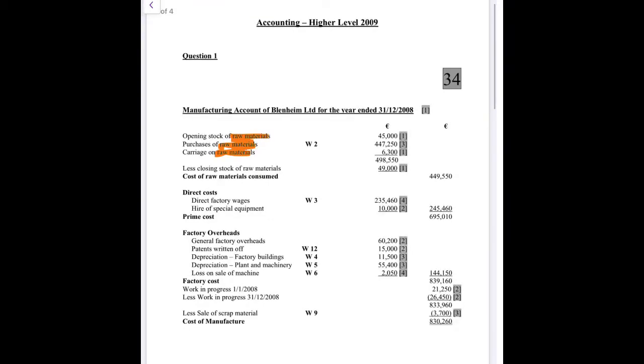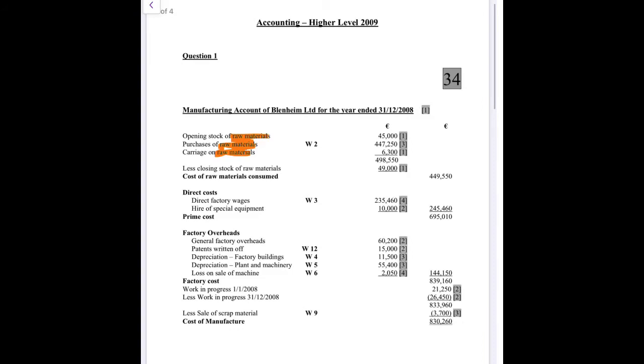Then you've got carriage, that's coming straight from your trial balance, €6,300. Sometimes you don't have carriage, so always watch out for it, okay? Because it could be there and you don't want to miss it. I know it's only 1 mark, but it all adds up, okay? Then you've got your closing stock of raw materials of €49,000. We didn't actually adjust that at all. It's actually underneath the trial balance. It's the first piece of information we're given.